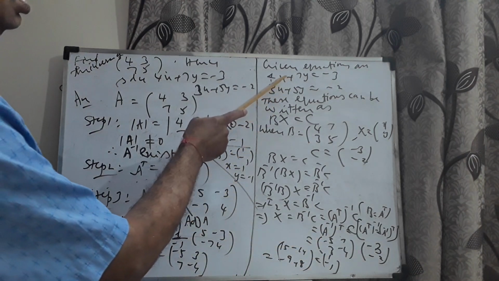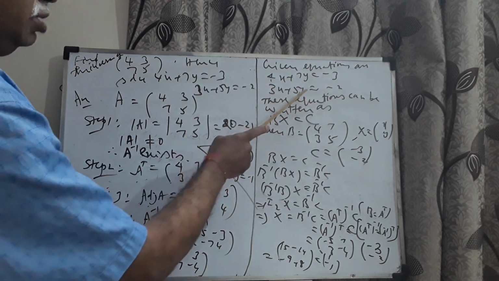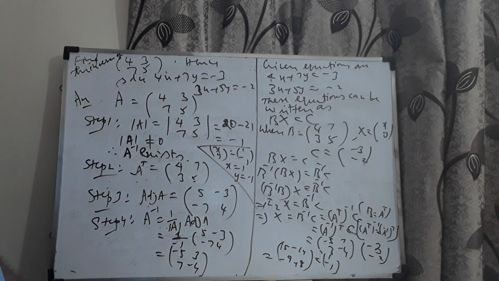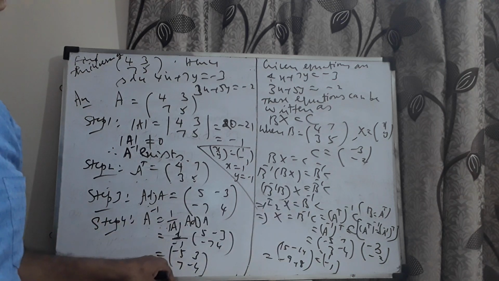You can check here, 4 minus 7 is minus 3, 3 minus 5 is minus 2. Both the equations should be satisfied.